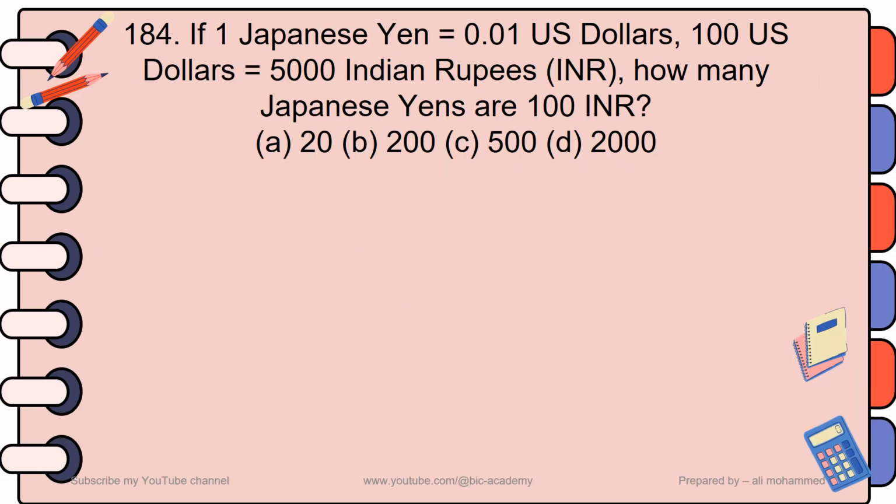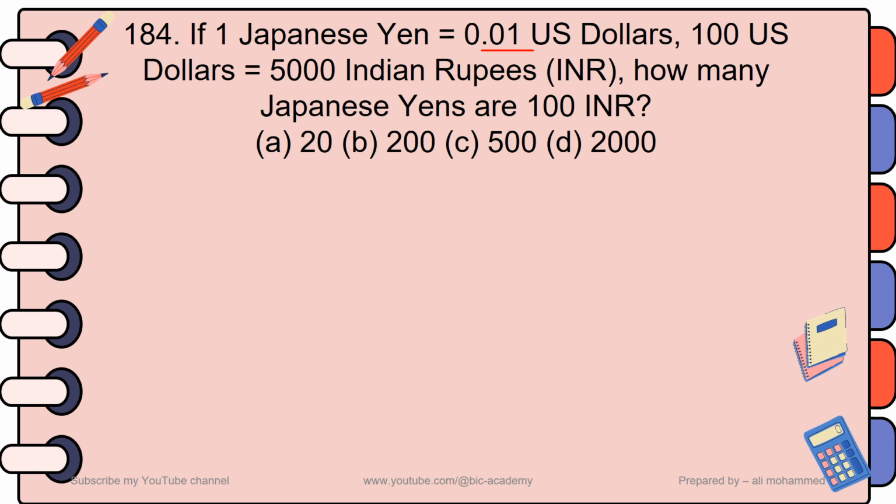Okay, question number 184, it says that if 1 Japanese yen is equal to $0.01 and 100 US dollars is equal to 5,000 Indian rupees, how many Japanese yens are 100 Indian rupees? A 20, B 200, C 500, D 2,000.